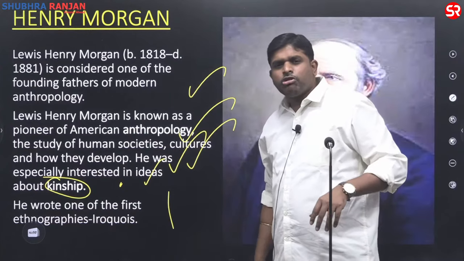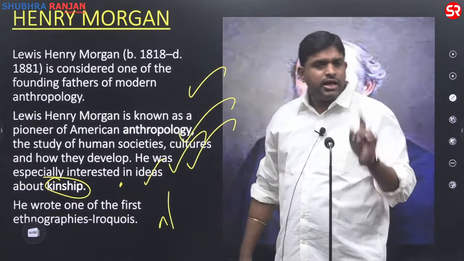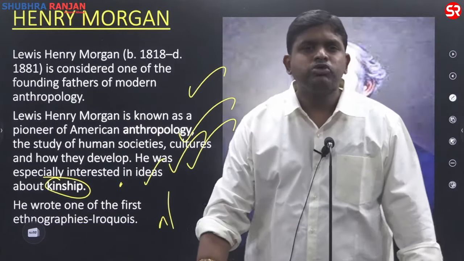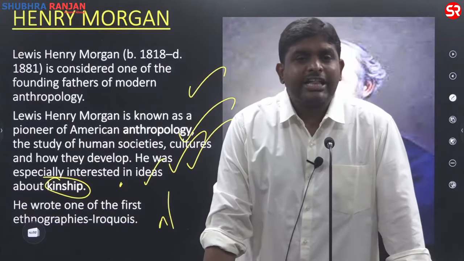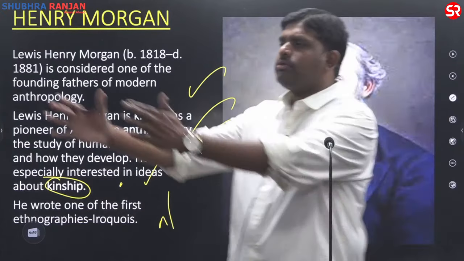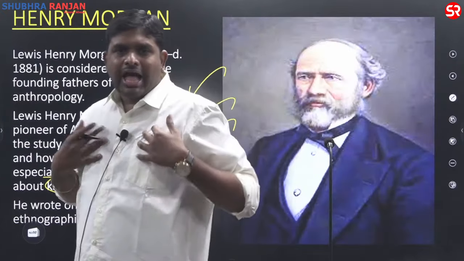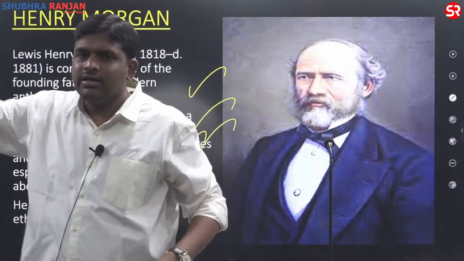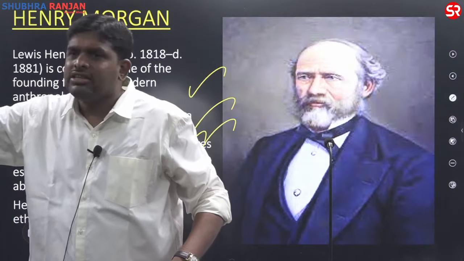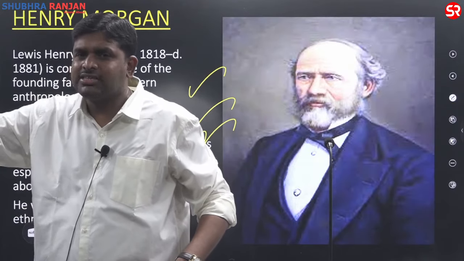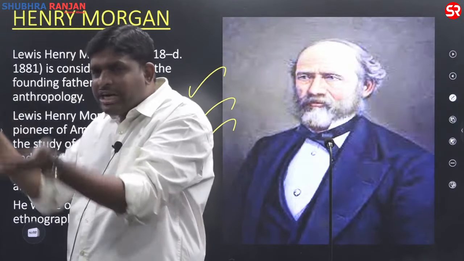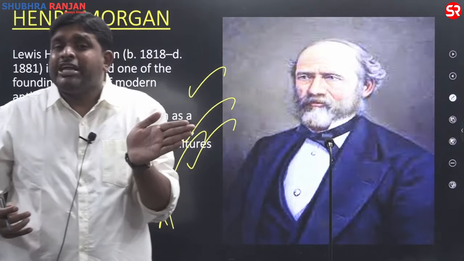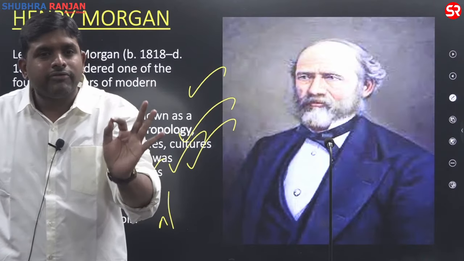He wrote one of the ethnographies called Iroquois Indians. He is the first person. He wrote one ethnography. Let me tell you its meaning. Ethnography means, for example, this is one tribal community. I'm an anthropologist. If I go to that particular tribal community and study their marriage, their family, their way of living, their economy, their politics, their religion, if I study each and every aspect of their culture and write a book on them, that particular thesis is called an ethnography.